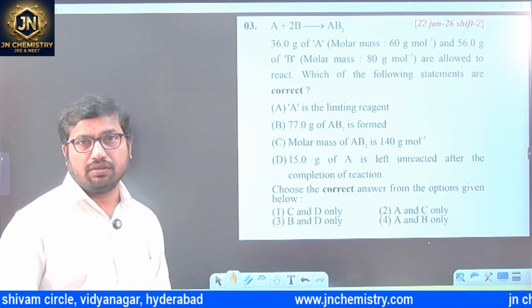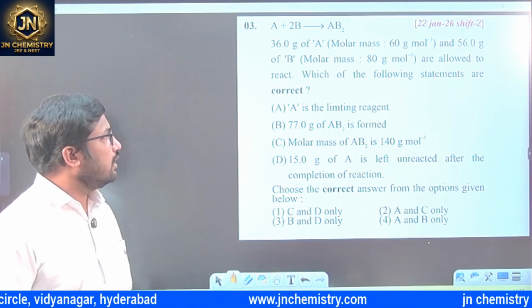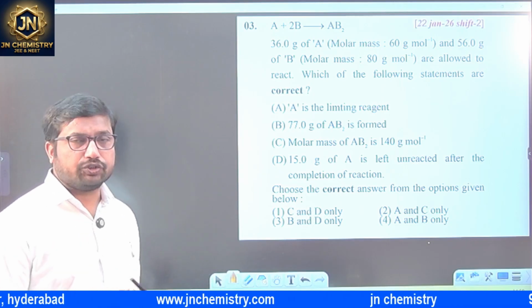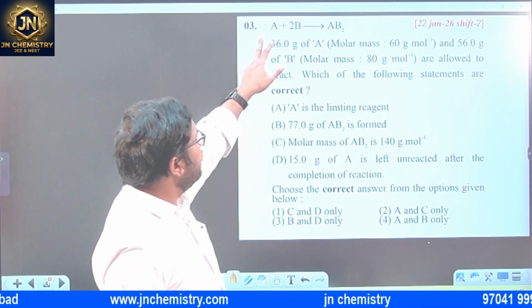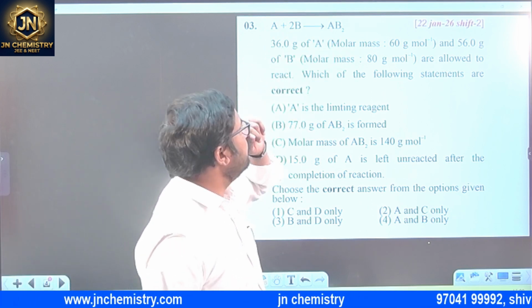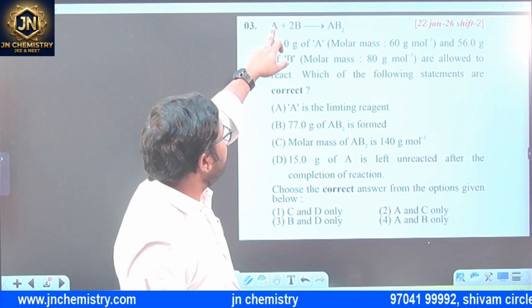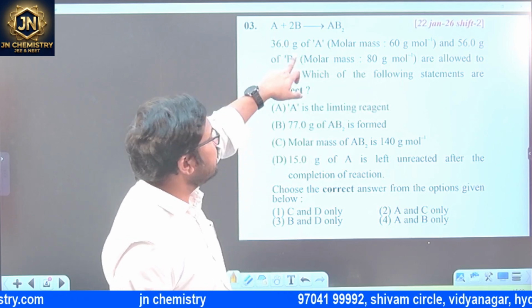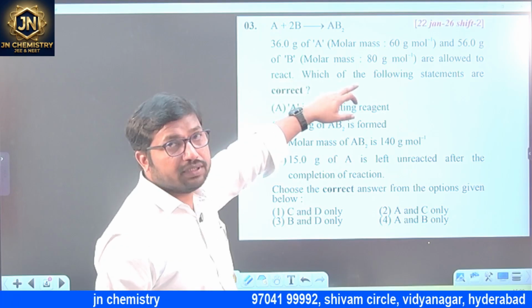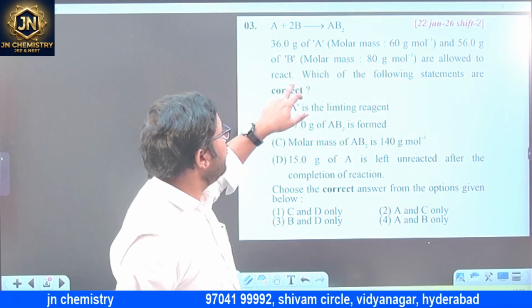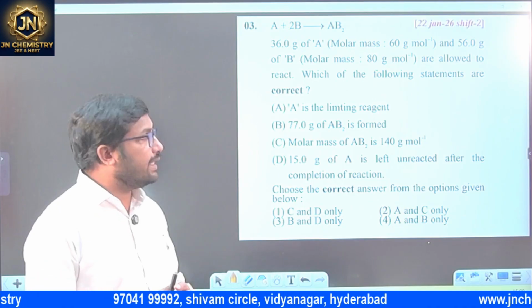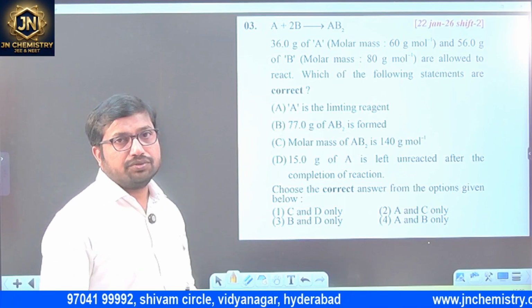One more question from some basic concepts of chemistry, on the limiting reagent. It takes a bit of time, but it is an easy question. In this case, A plus 2B gives rise to AB2. 36 grams of A is given, with molar mass 60, and 56 grams of B is given, with molar mass also given. They are allowed to react. Which of the following statements are correct? Which one is the limiting reagent? We need to solve this one.